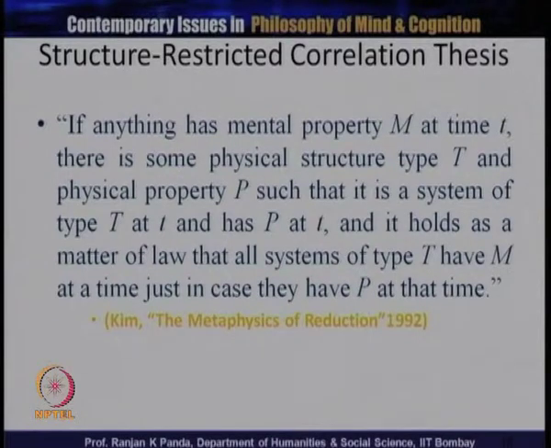The very fact that T is a presupposed theoretical term here, and a physical property P such that it is a system of type T at t, has P at t, and it holds as a matter of law that all systems of type T have M at a time just in case they have P at that time, end quote. Now, such a thesis would talk about a kind of structural correlation, correlation happening within a particular structure. It is not that mental properties, as Sal believes, constitute a kind of typical structure, they constitute a mental life. Having a dozen properties, mental features constitute an independent structure. That is not the case here.